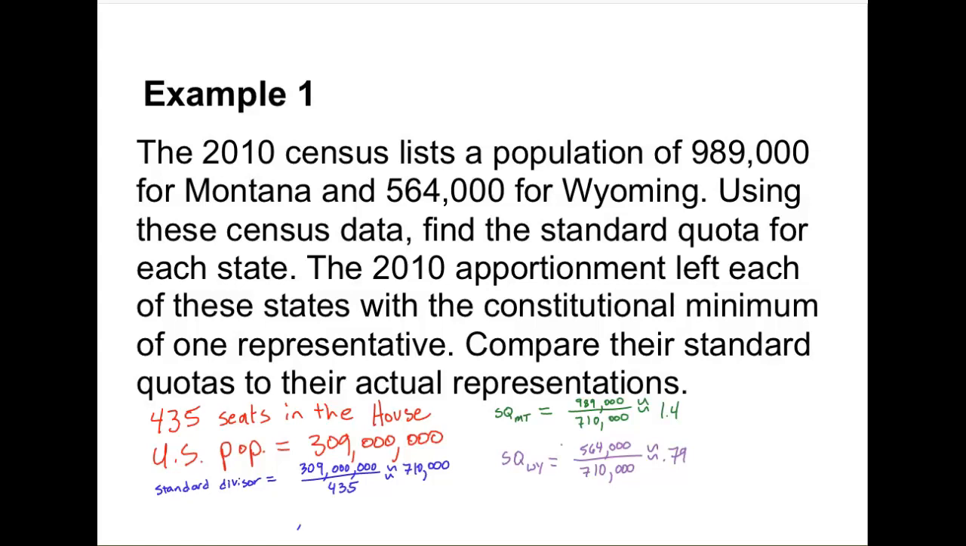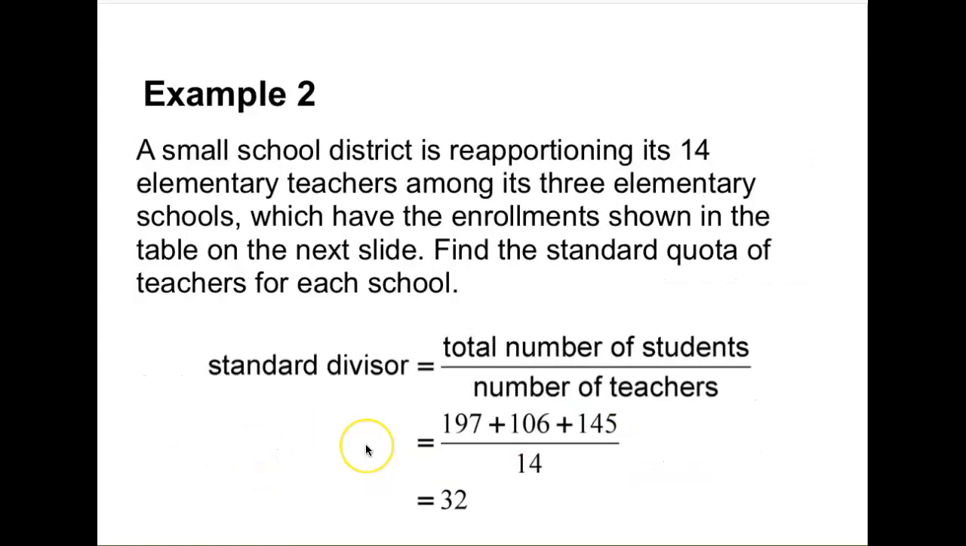But there is a constitutional minimum of 1 seat per state. So each of these actually, in reality, since you cannot have fractional seats, got the constitutional minimum of 1 seat. So there we go. That's reapportioning 14 of its elementary teachers among its 3 elementary schools, which have enrollments shown in the table on the next slide.